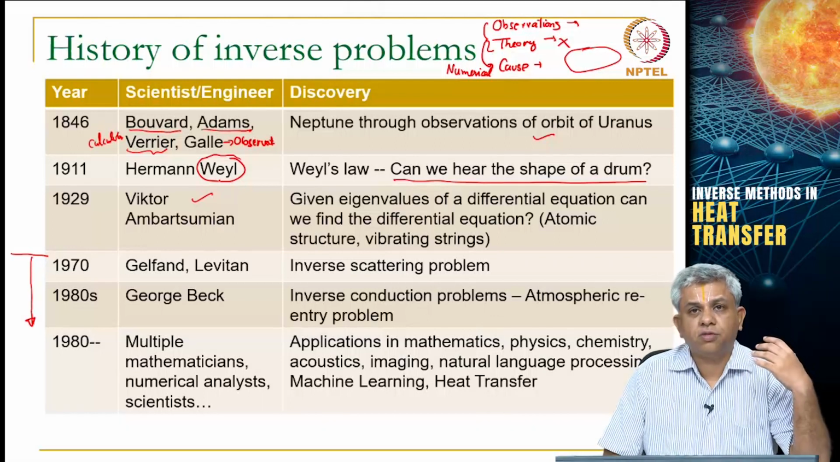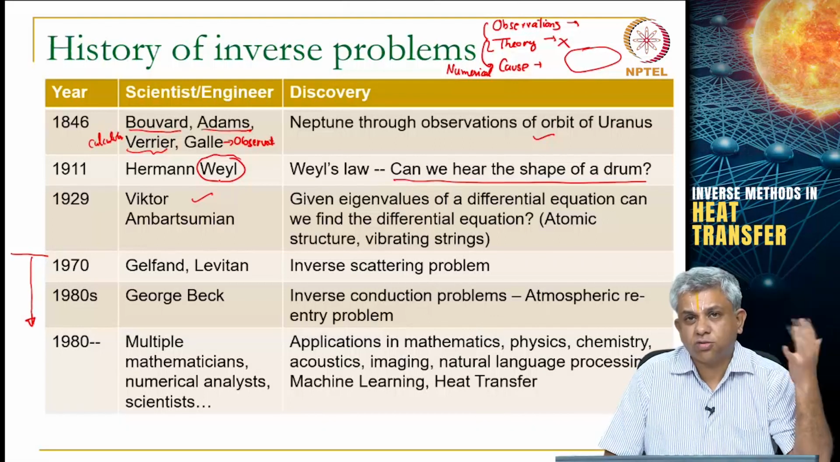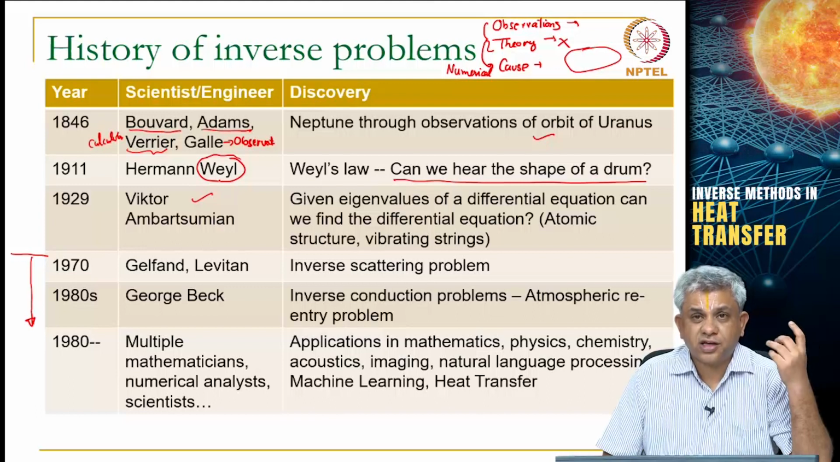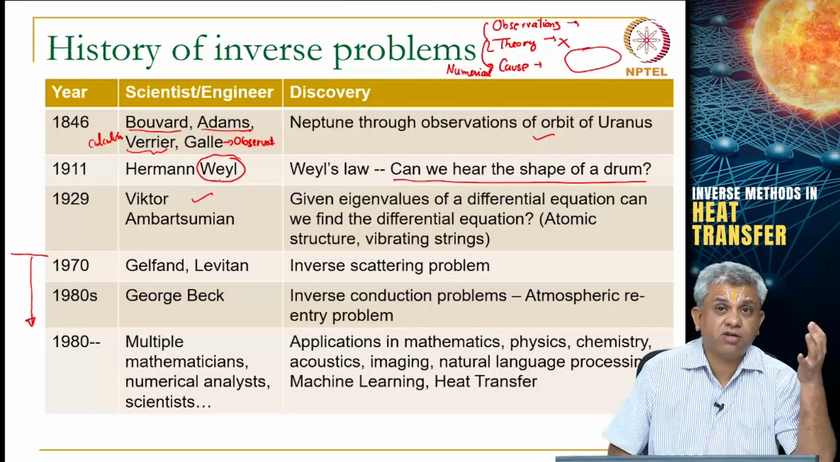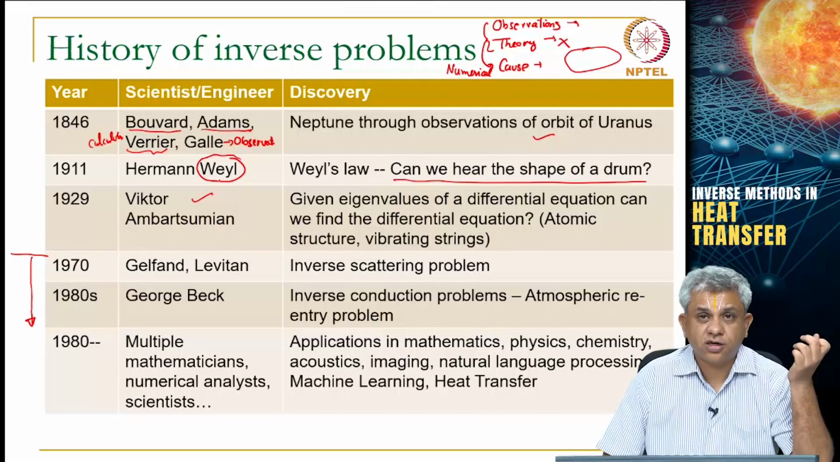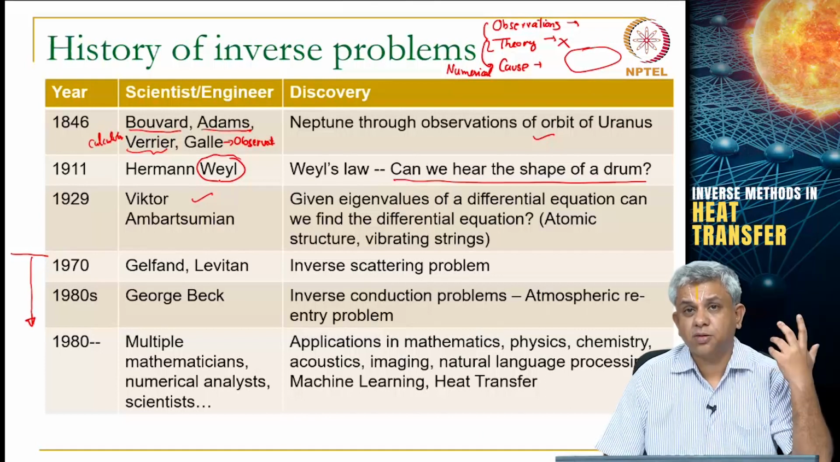if I give you the matrix, can you find out its eigenvalues? That would be a forward problem. But if I give you a set of eigenvalues, can you find out the matrix which will cause it? You can see automatically that there could be multiple matrices.